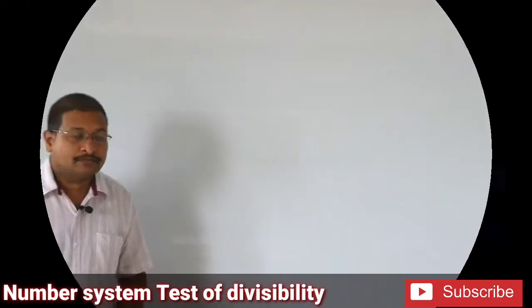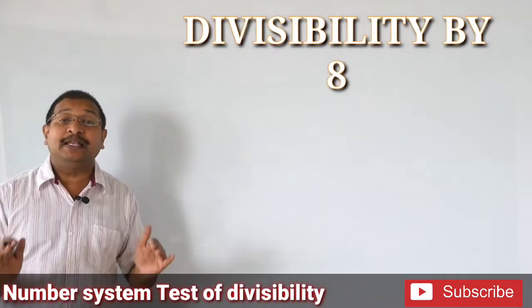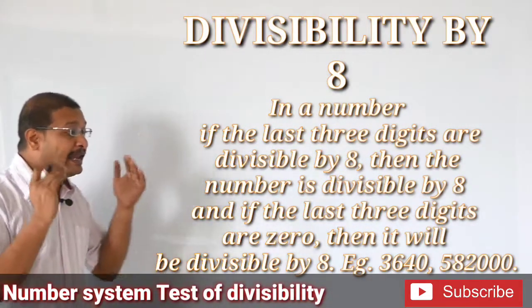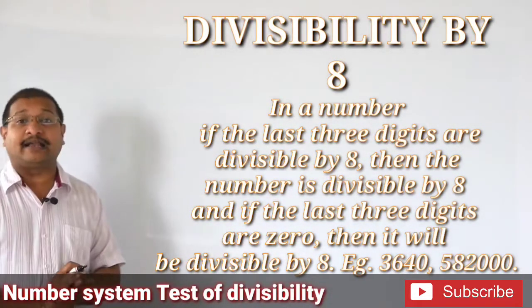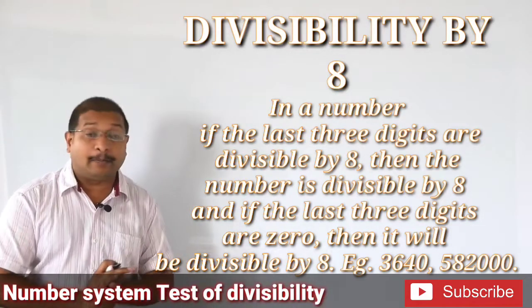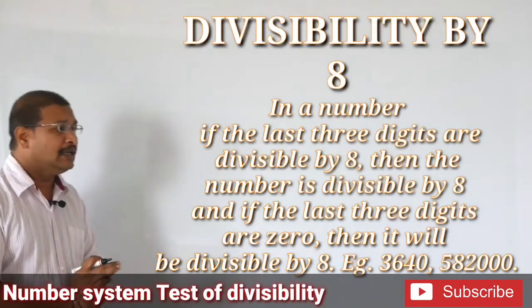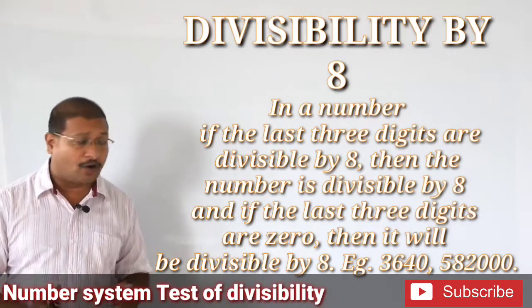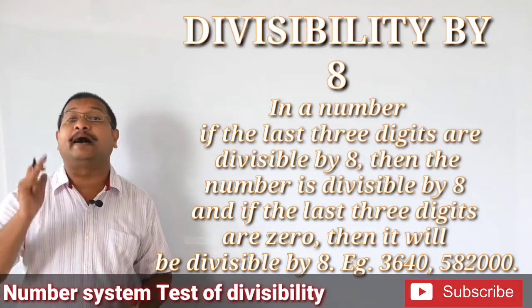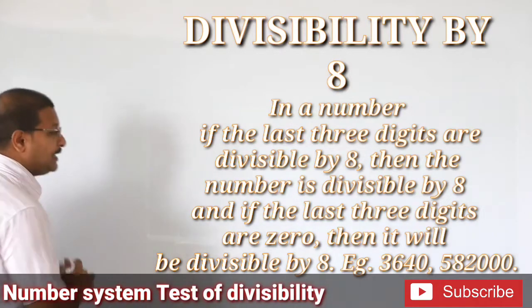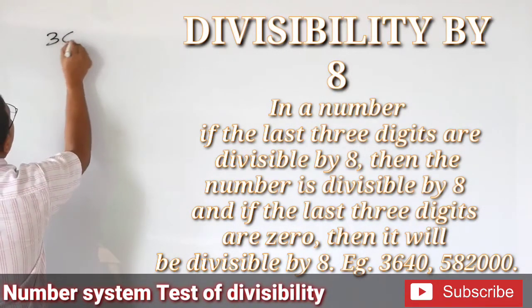Ready? Next one, divisibility by 8. See, in a number, if the last 3 digits are divisible by 8, then the number is divisible by 8. And again, of course, one more property is there: if the last 3 digits are 0, then it will be divisible by 8. Ready? Let's see now. I'm writing 3640.